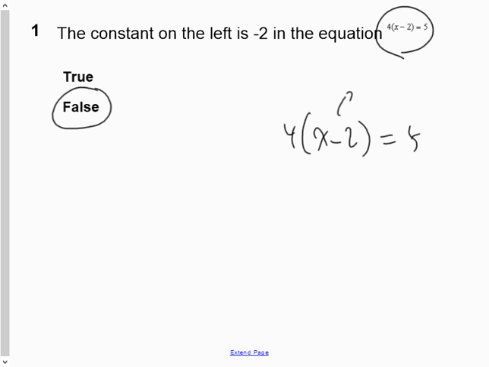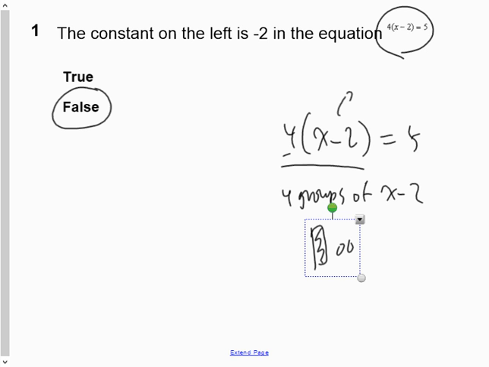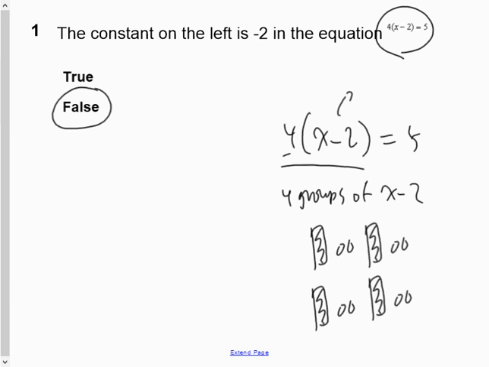What distributive means is this says I have 4 groups of x minus 2. So if I was to draw that out, there's an x and a minus 2. And since this is 4 groups, I would have to quadruple it. So I'll double it, I'll triple it, and I'll quadruple it, or multiply it by 4. And when I do so, I see that I don't have a minus 2 constant. I actually have a minus 8 constant.